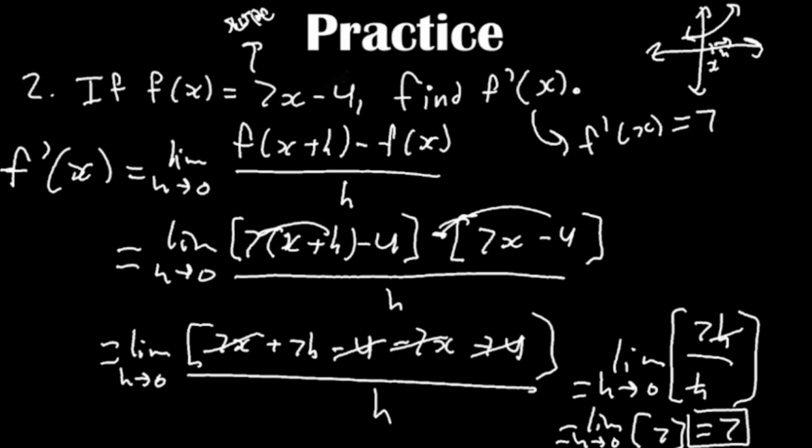And linear functions, they have a constant rate of change. Unlike quadratics, unlike exponentials, they have a constant rate of change. And for this function, it's 7. So that kind of makes sense that our derivative, which gives us the rate of change, will be 7.